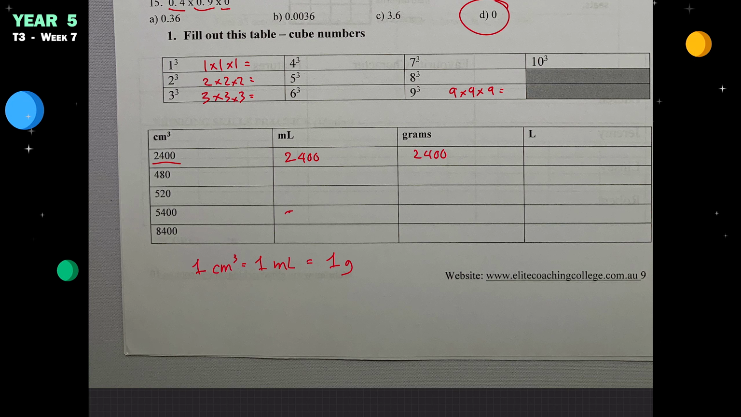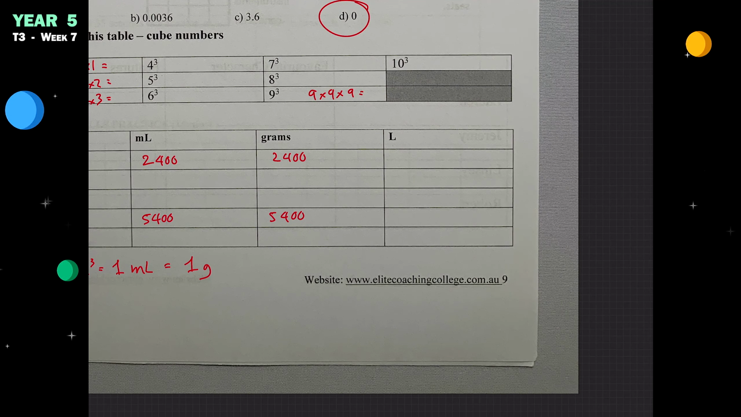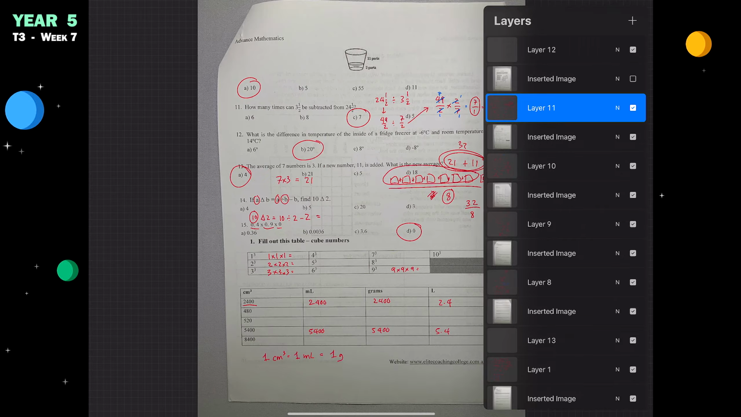For example, 5,400 milliliters, centimeter cube is the same, they're all the same, to be honest. And to turn to liters, we take the milliliters divided by 1,000, which gives you 2.4. This one is 5.4, and you can fill out the rest of them. All right, next page.